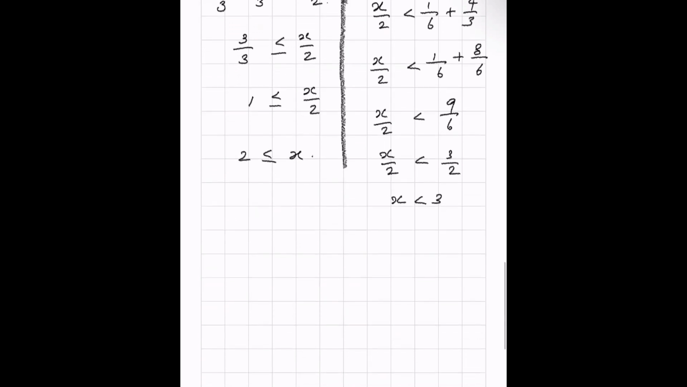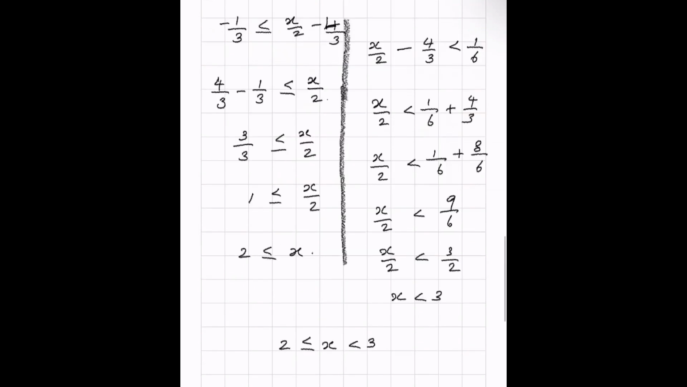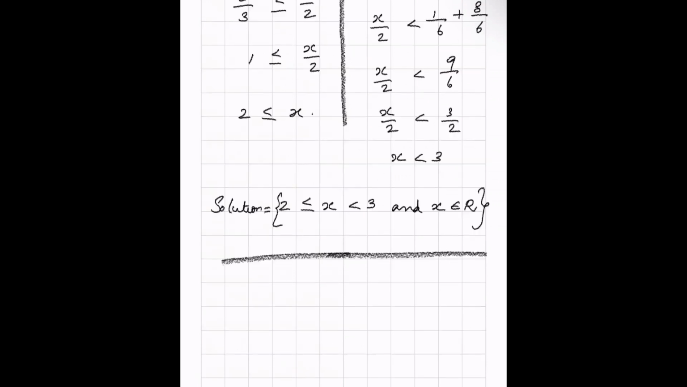So combining the result, what do I get? 2 less than or equal to x less than 3. So the solution is this. Solution is x such that, you can write x such that and then write 2 less than or equal to x less than 3 and x is an element of R. This is the solution.